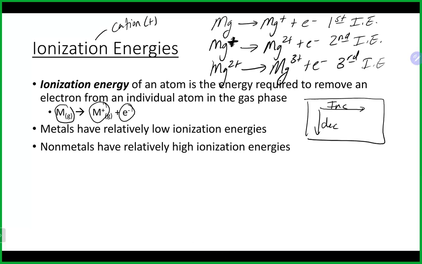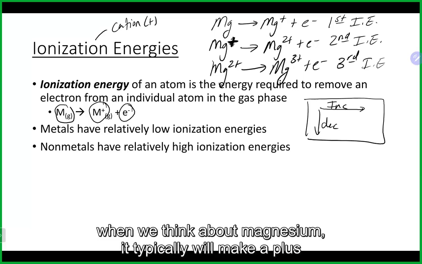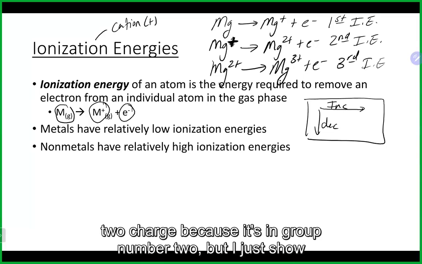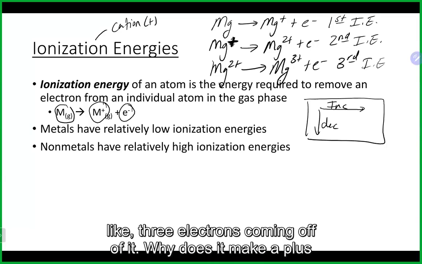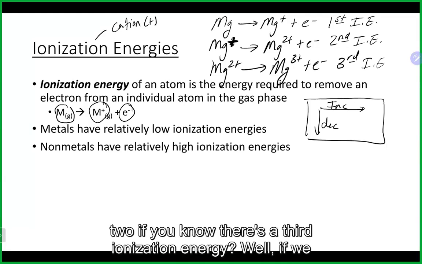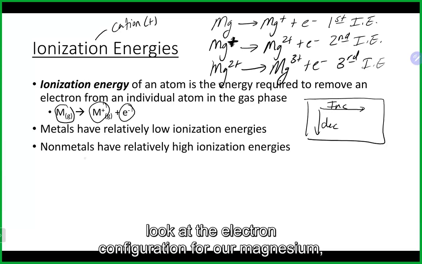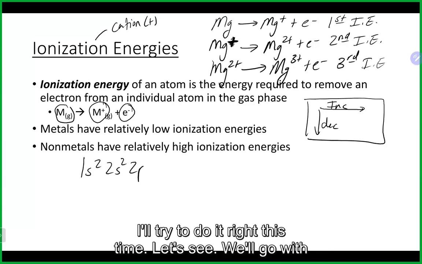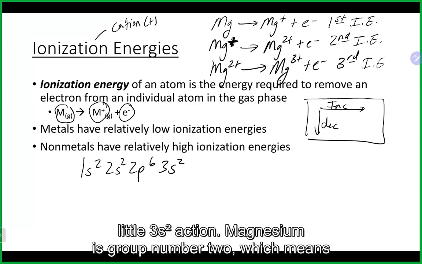Now, when we think about magnesium, it typically will make a +2 charge because it's in group number 2. But I just showed like 3 electrons coming off of it. Why does it make a +2 if there's a third ionization energy? Well, if we look at the electron configuration for our magnesium, I'll try to do it right this time. Let's see. We'll go with little 3s2 action.